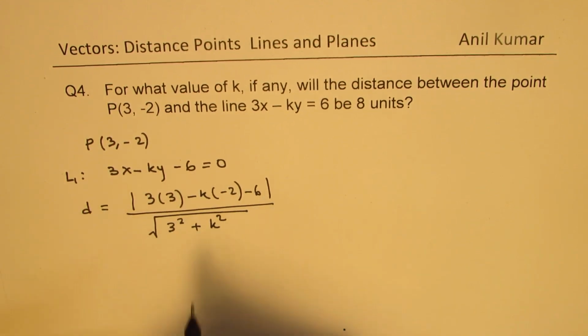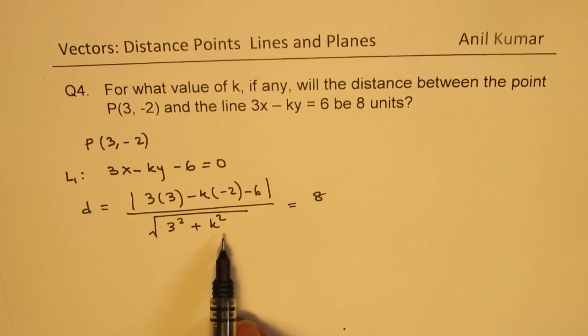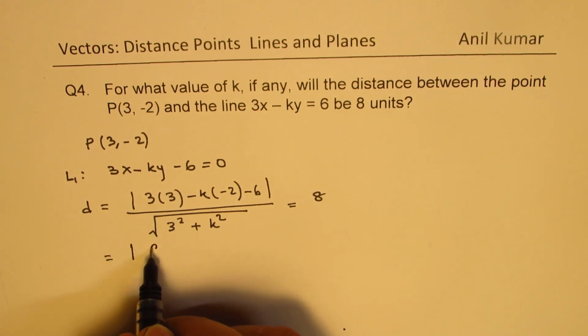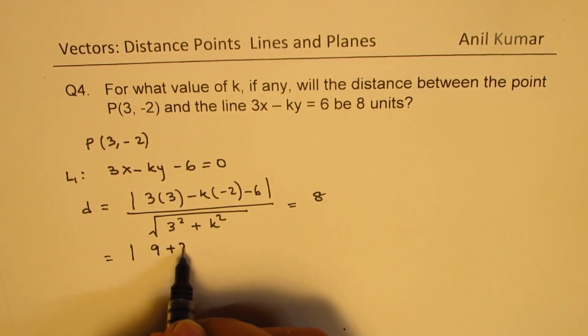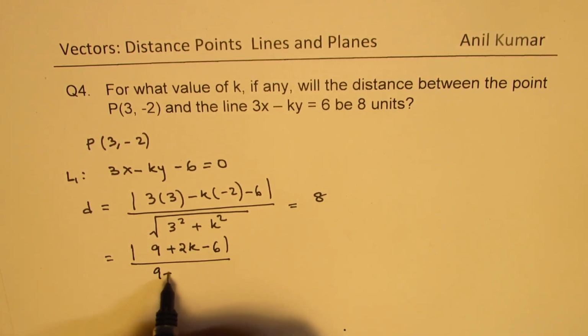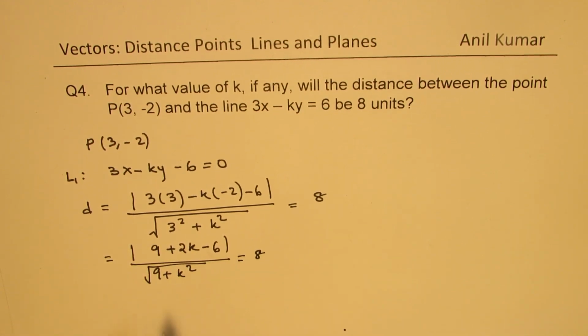Now this distance is given to us as equal to 8 units. So basically, from this equation, we need to find the value of k. So I hope the concept is clear, right? You can now pause the video and answer this particular question, right? Okay, so let's square both sides. So what we will do here is, 3 times 3 is, let's first open this bracket. We get 9 minus becomes plus 2k, minus 6, over square root of 9 plus k square equals 8, right? Okay, so we can also cross multiply and square.